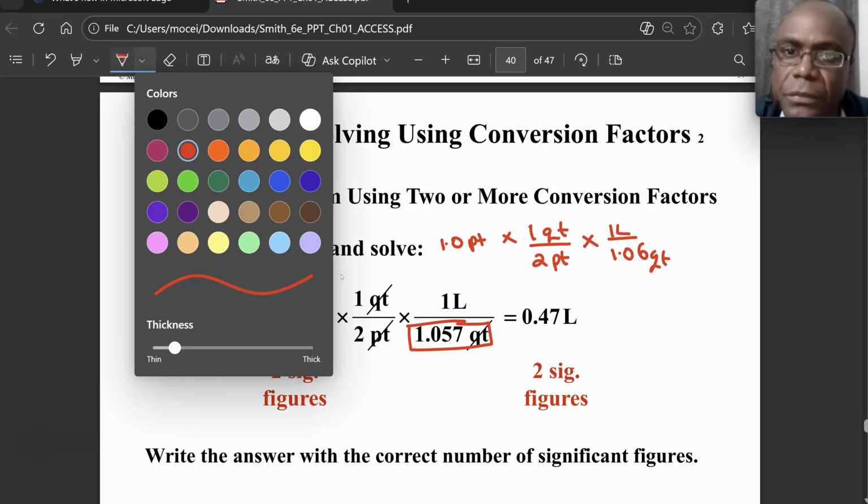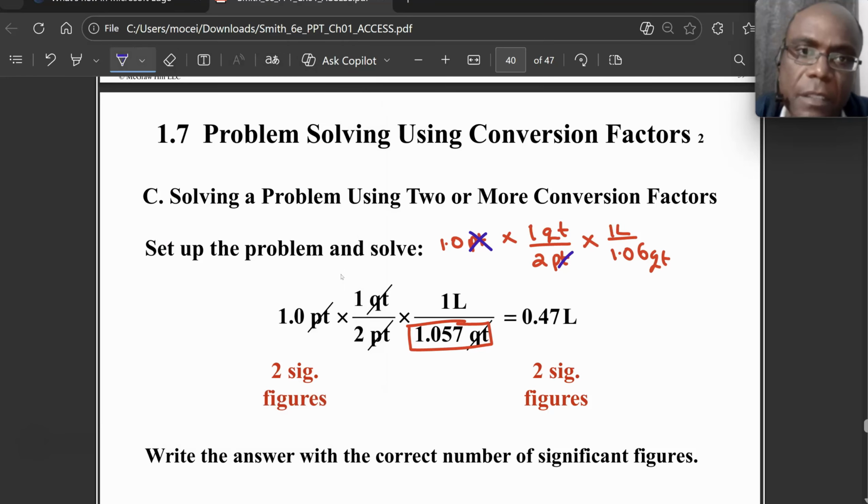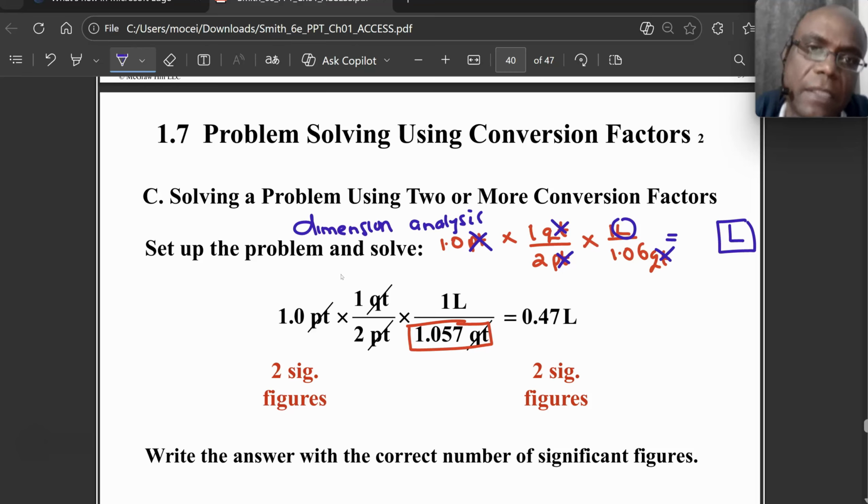What I want to show you here is that the units are canceling out so that the L will survive. Your answer will be in liters, and that's how you know that you set up your dimensional analysis calculation correctly: when you cancel out some SI units, you're left with the desired SI unit.